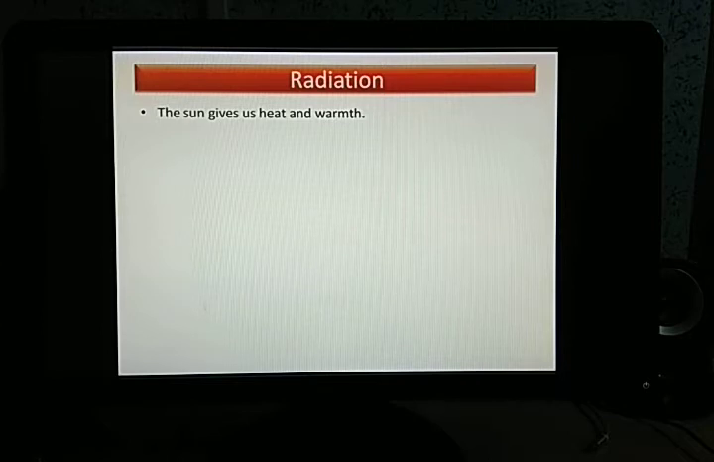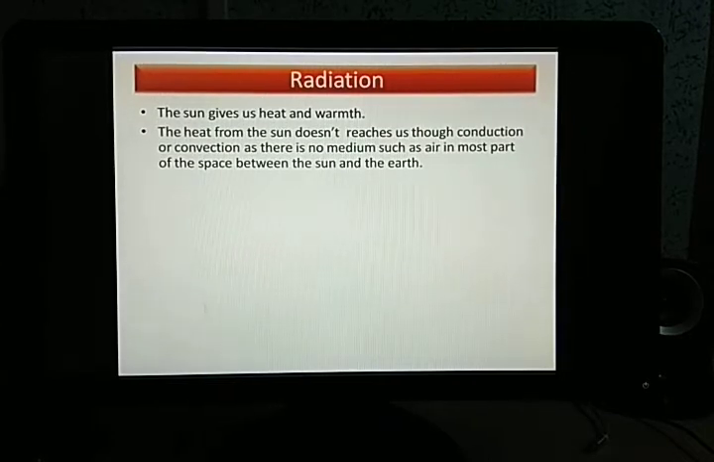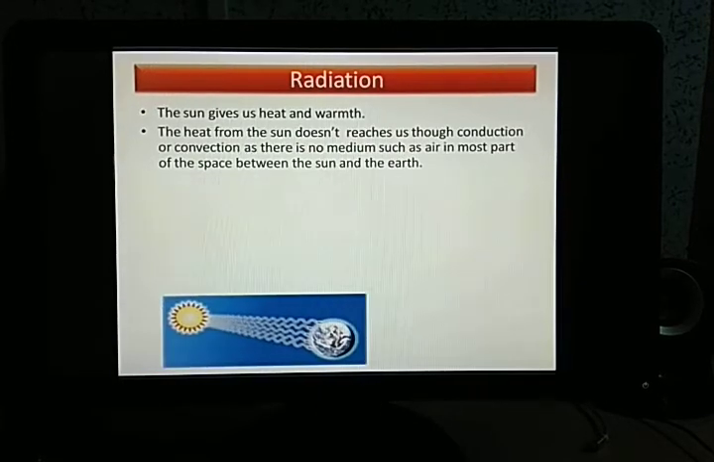So the answer to this is, the heat from the sun doesn't reach us through conduction or convection. This is clear to us now. As there is no medium such as air, most of space is filled with vacuum. Vacuum is nothing, it is empty, it is void. Nothing is there. Also the distance is very far. So the heat reaches us. How is it possible? This is possible mainly because of the phenomenon called radiation.